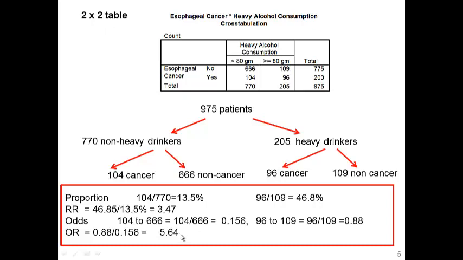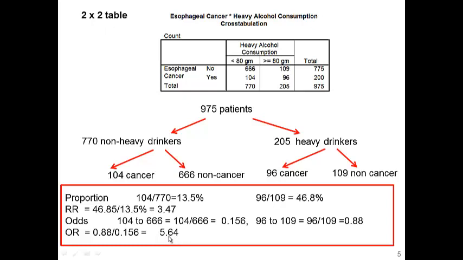And the odds ratio is always further away from the null than relative risk. So in this case, relative risk is 3.47 and odds ratio is 5.64. And when the event rate increases, odds ratio actually starts exaggerating the value of relative risk. So you need to be very careful.